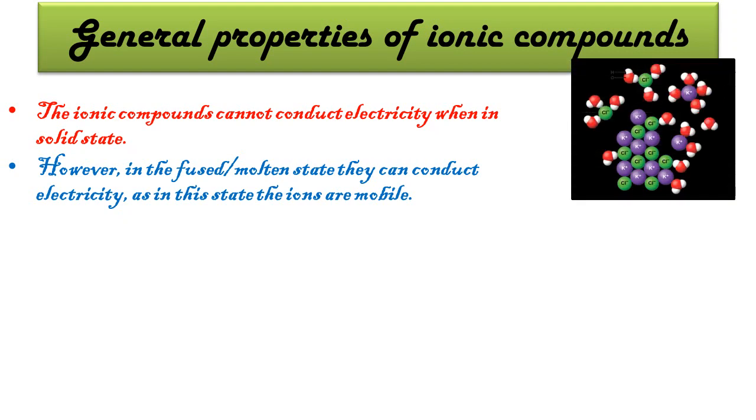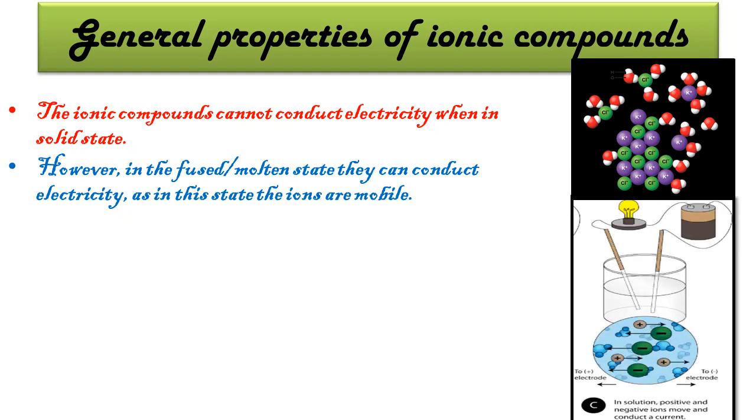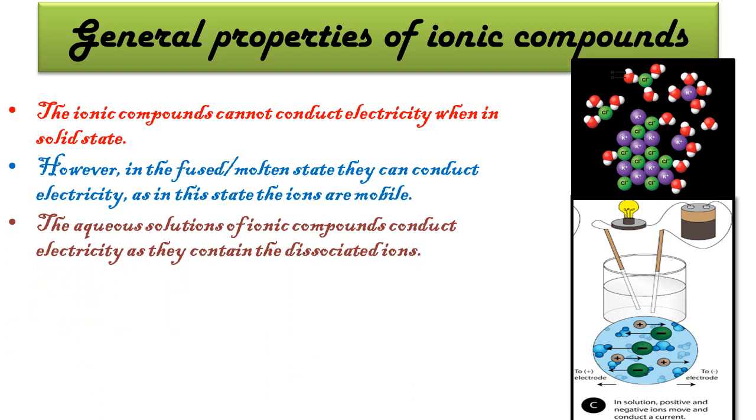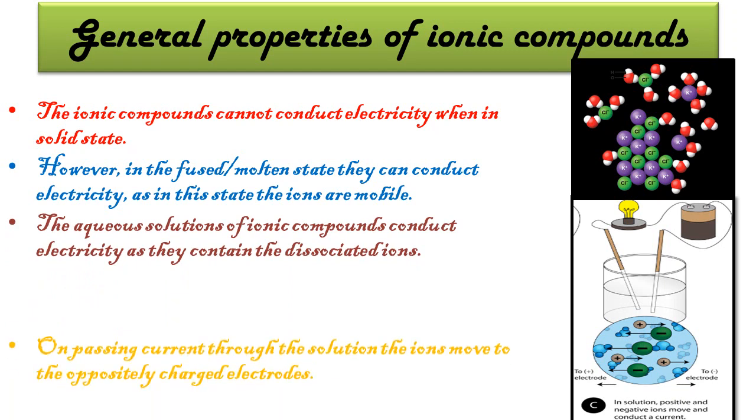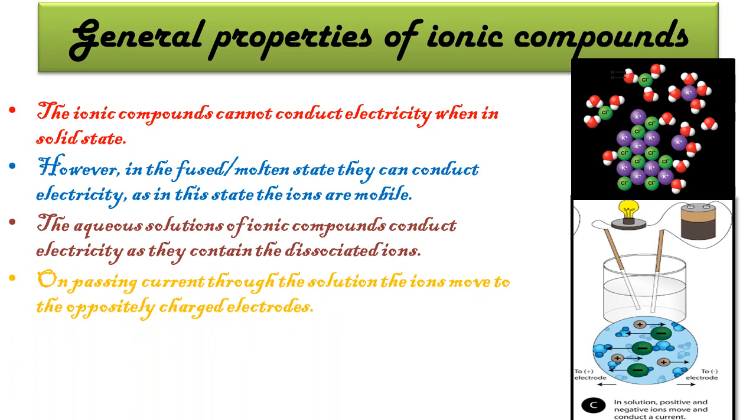The aqueous solution of an ionic compound conducts electricity as it contains dissociated ions. That means the ions can be separated by the water, and on passing current through the solution the ions move to the oppositely charged electrodes, and due to electrical conductivity in fused and dissolved state the ionic compounds are called electrolytes.